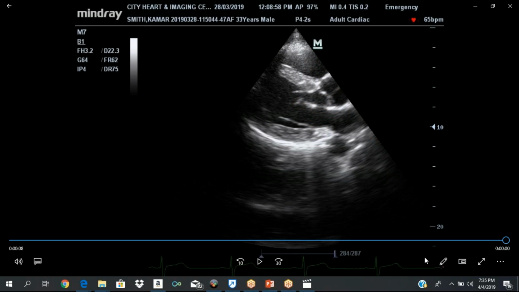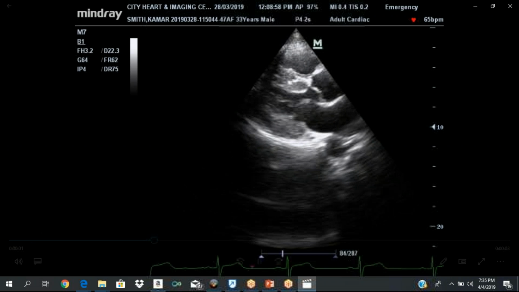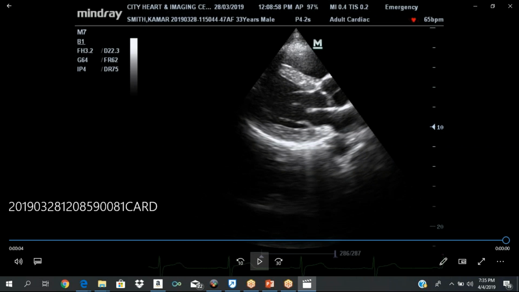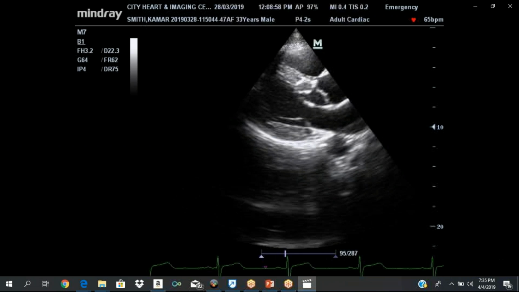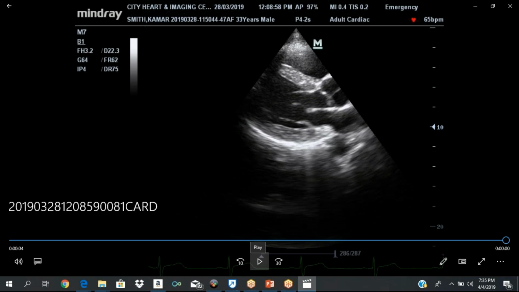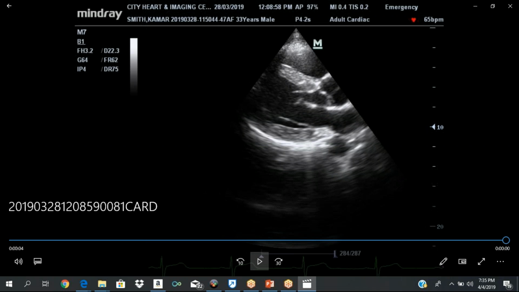Okay, so we're going to put it in motion, and you need to appreciate a couple of things. You see, in systole, the aortic valve opens, the mitral valve closes. In systole, the heart muscle thickens, and in diastole, it thins. So let's have a look again. In systole, it thickens, diastole, it thins. In systole, your aortic valve opens and the mitral valve closes, and in diastole, the mitral valve opens and your aortic valve closes. Your ECG is on the bottom.